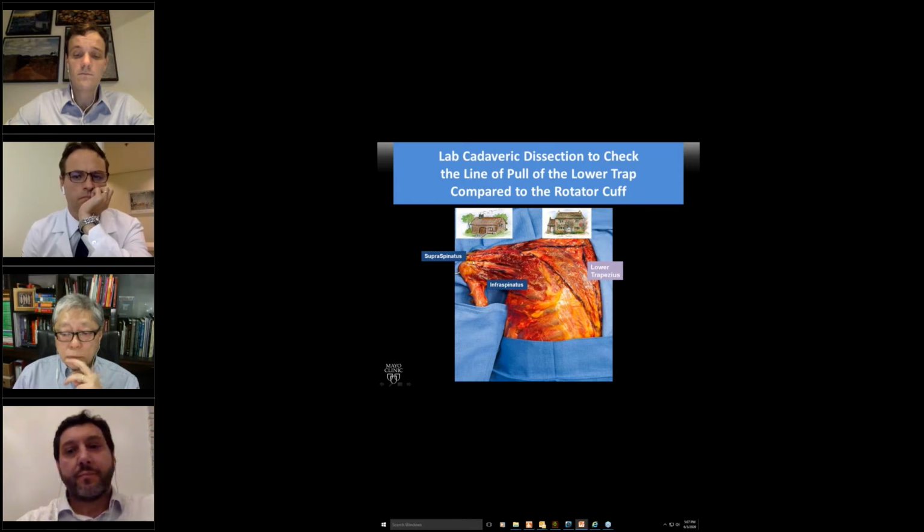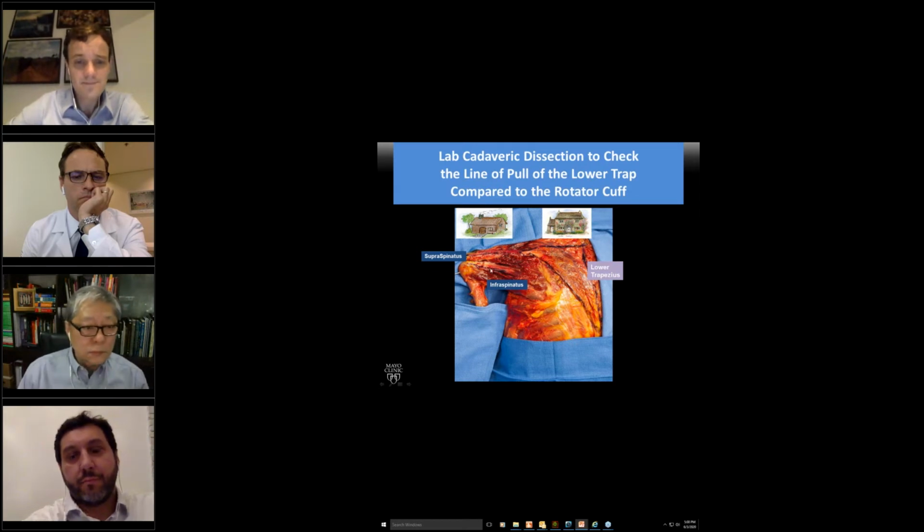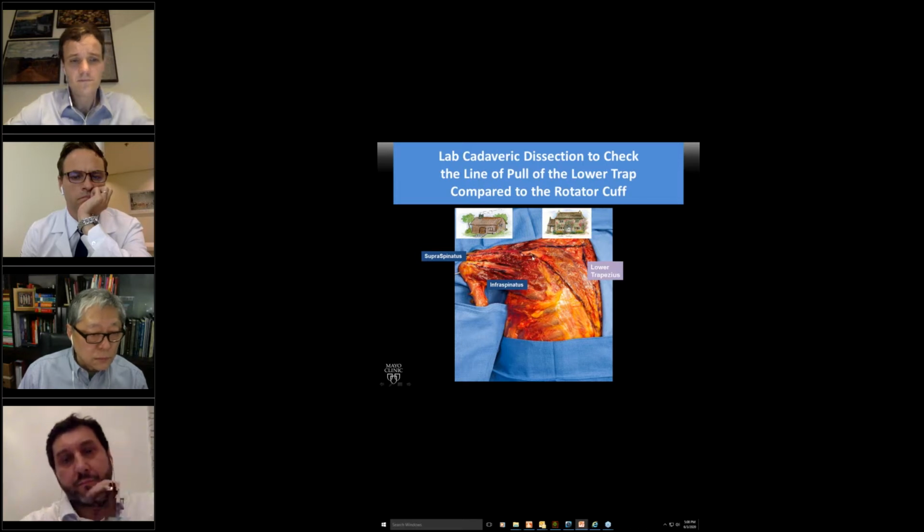Now, if you notice here, if you peel the muscle from around the infraspinatus, this is the infraspinatus, you can see this very nice long tendon. This is the infraspinatus tendon. It is a very nice long tendon. So it is very possible and easy, and this is how we used to do all of them, to transfer the lower trapezius tendon directly to the infraspinatus tendon.